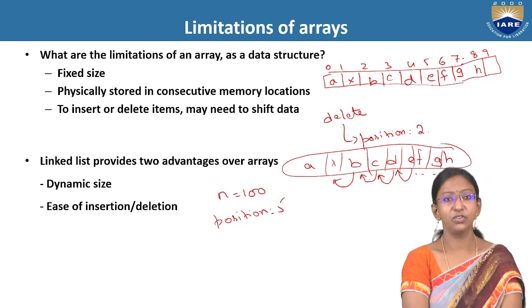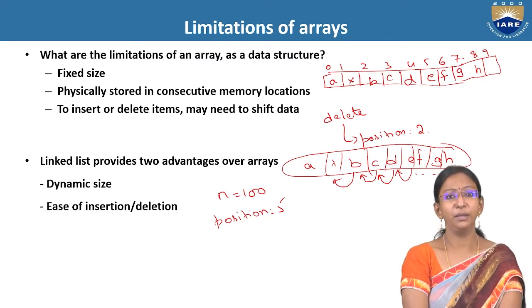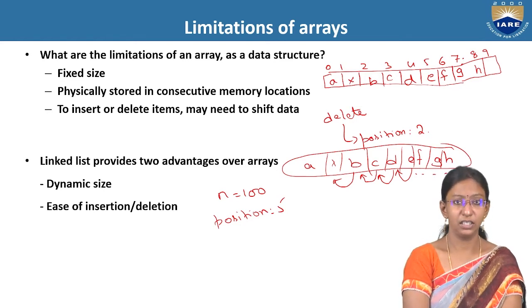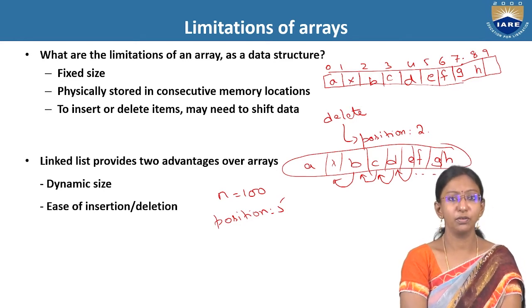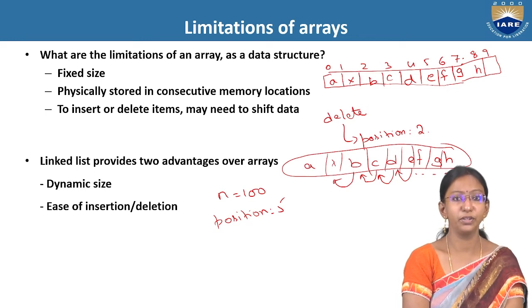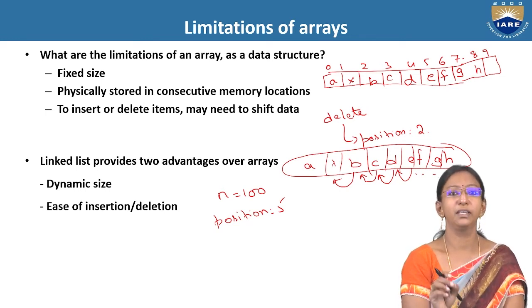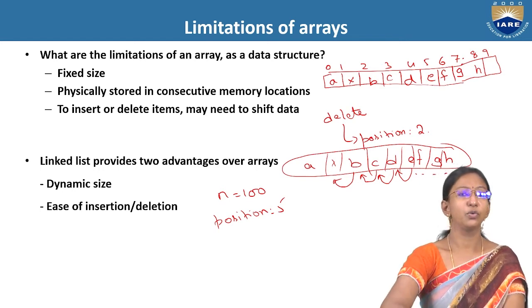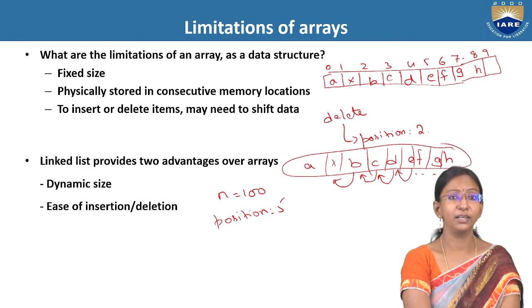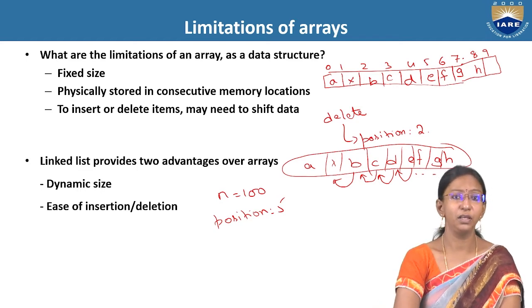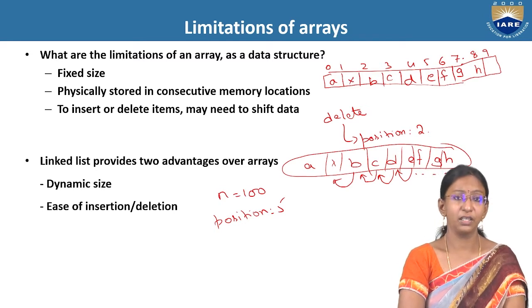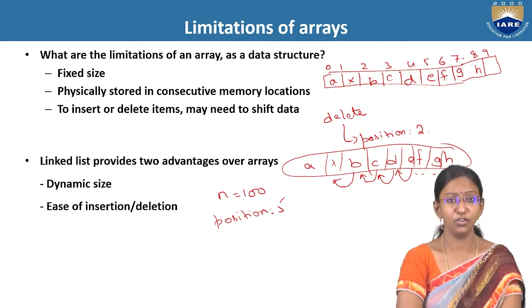And the next advantage is, as I said, dynamism is important, and ease of insertion and deletion, right? Search operation also is quite easy. Start from the first node and keep on hopping until you reach a node whose data matches your key, right? So all the operations, compared to arrays, are quite easy to implement with linked list.